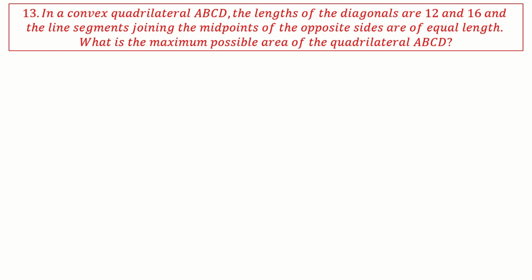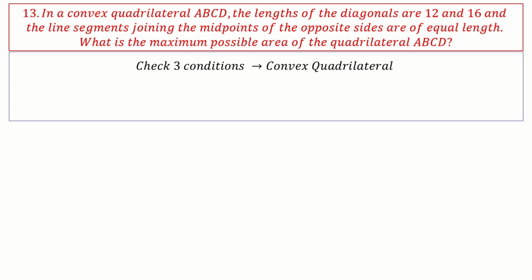In a convex quadrilateral ABCD, the lengths of the diagonals are 12 and 16, and the line segments joining the midpoints of opposite sides are of equal length. What is the maximum possible area of quadrilateral ABCD? Once you draw it, you will understand very easily. There are three conditions. One, it is a convex quadrilateral, which means no angle is more than 180 degrees.